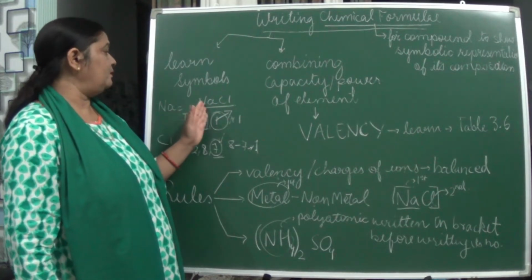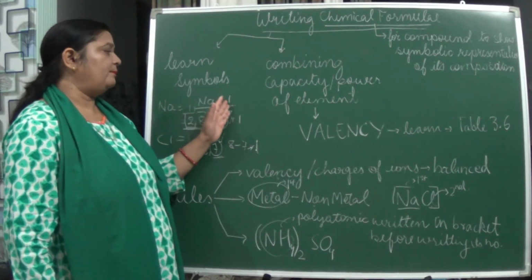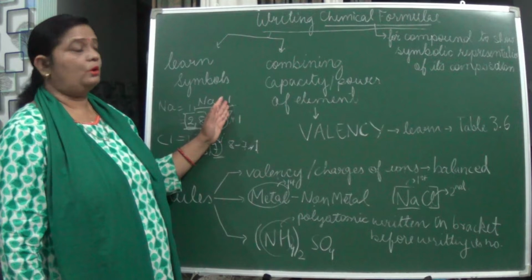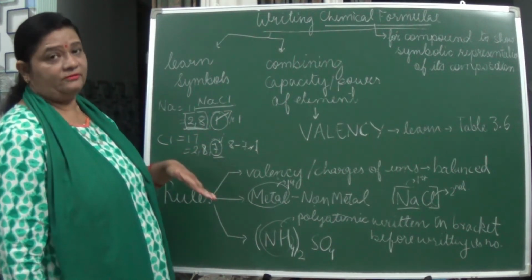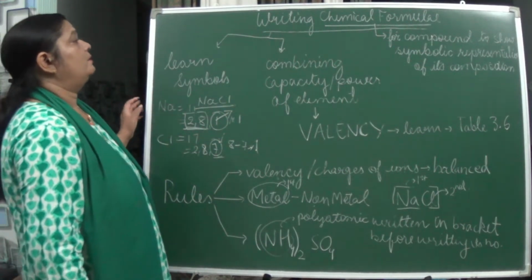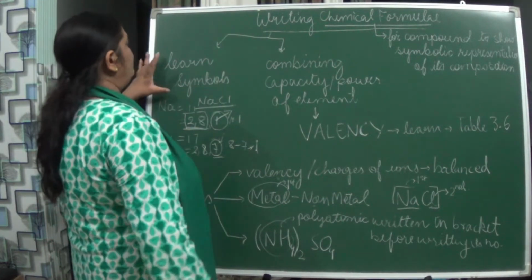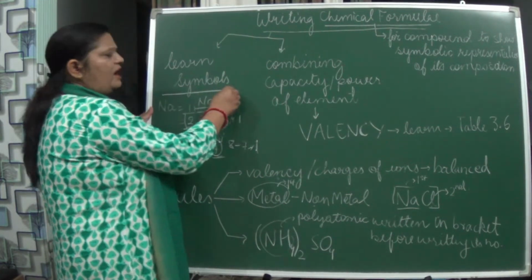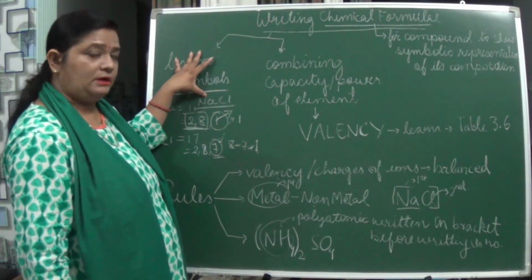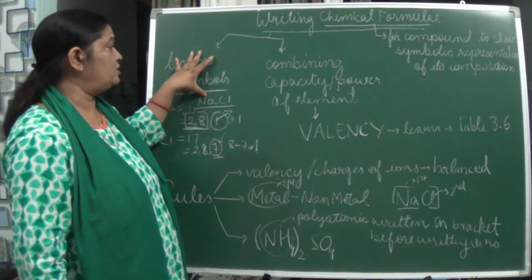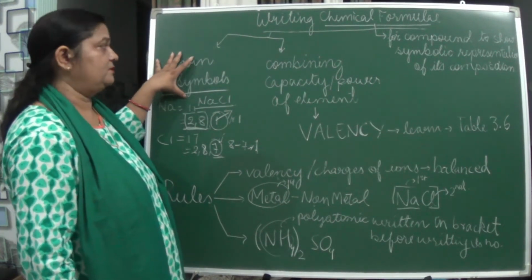It is representing one atom of what? Sodium combines with one atom of chlorine, okay. But later on we will be seeing that it will be different also, okay. Now, for writing chemical formulae, I said to you right now that you have to learn the symbols. If you don't know the symbols of the elements, you will not be able to write the chemical formula. So first learn the symbols, okay.